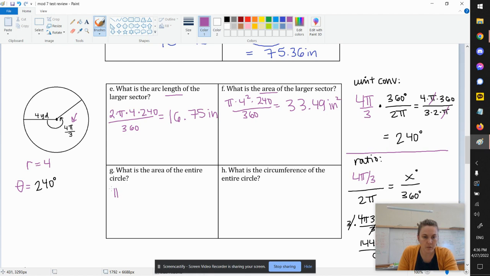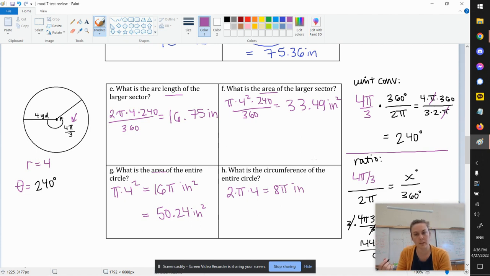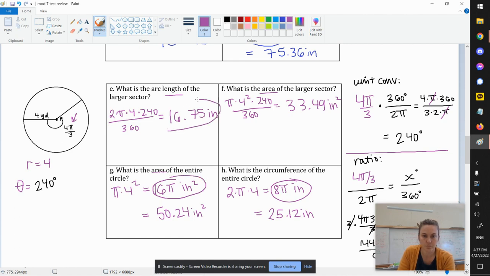The area of the circle is pi r squared, which is 16 pi inches squared. Or if we really care, we can do 16 times 3.14 and get 50.24 inches squared. The circumference is 2 pi r, which is 8 pi inches. Circumference is just a length, so it's just inches. Or again, we can get the decimal version and get 25.12 inches as well.